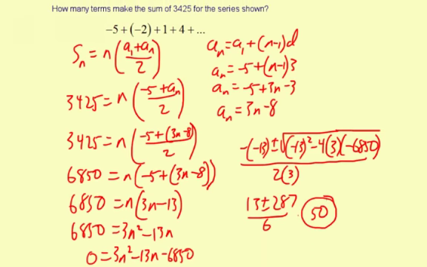Okay, so 50 is the number of terms it'll take to make the sum of 3,425 for the series shown.